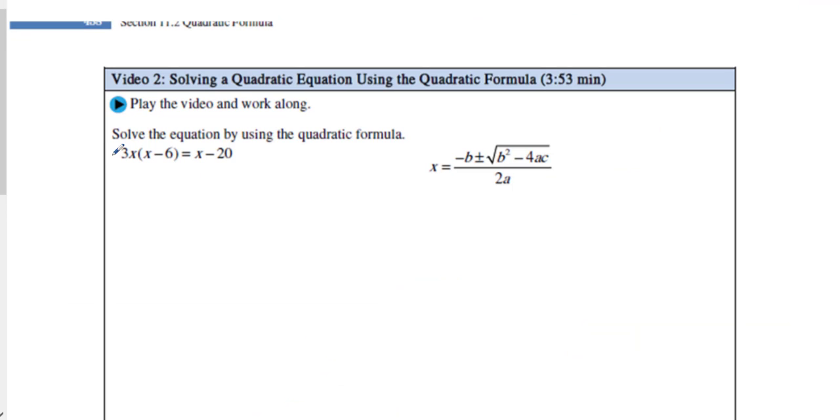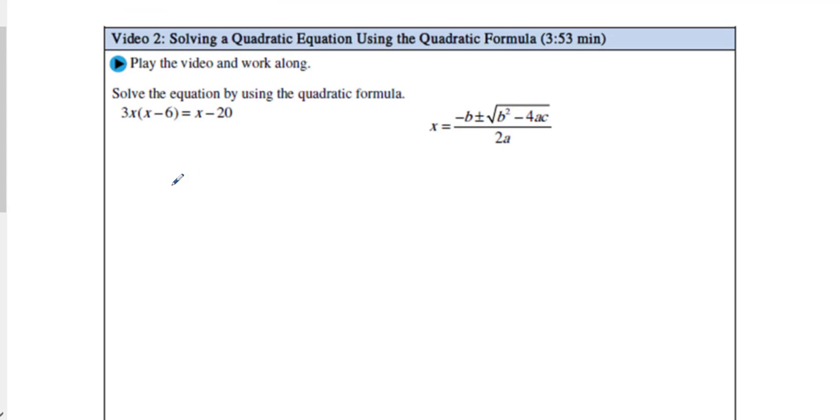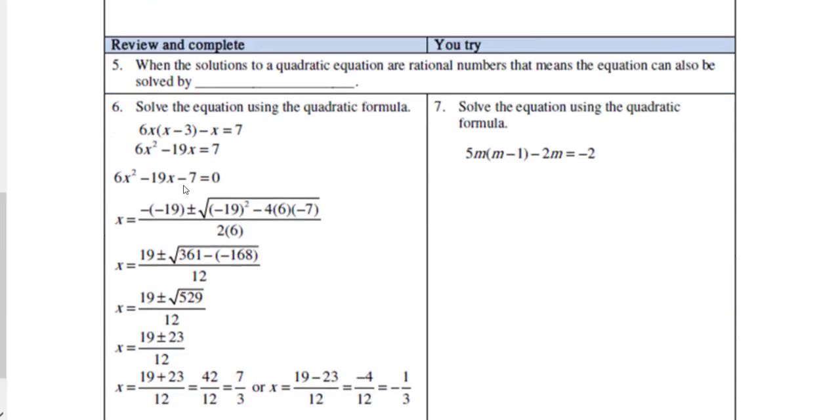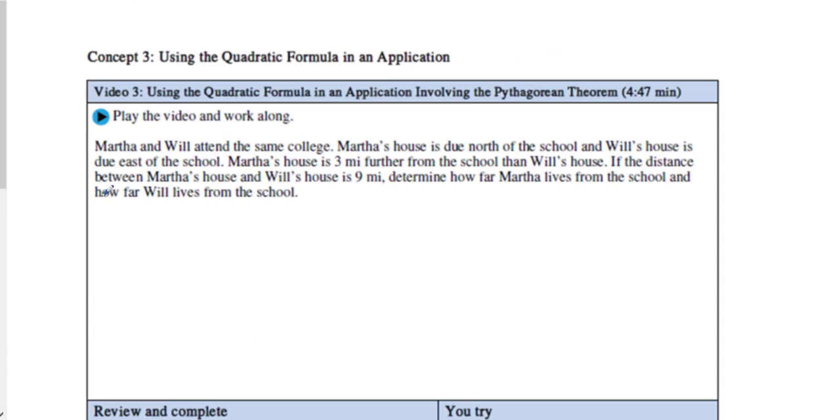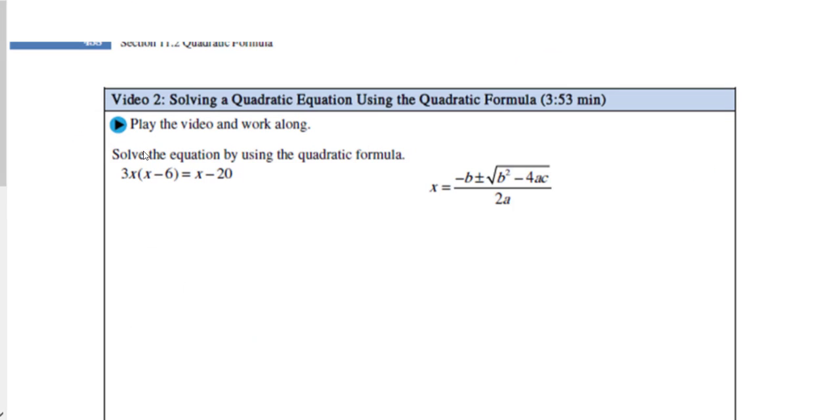All right, so we're not going to have any like that where we have to solve. I really want to find another one. Well, let's just go ahead and I'll work this one out. You're not going to have to work them out. They're already going to be in quadratic form. So that's going to be 3x squared minus 18x equals x minus 20.